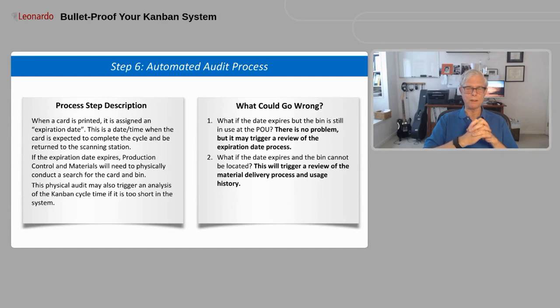So what could go wrong? What if the date expires, but the bin is still in use? That's not really a problem, but it may trigger, as I just said, a review of the expiration date process. But number 2, what if the date expires and the bin can't be found? I can't find it. In that case, that's going to be a more in-depth audit of what happened to that.